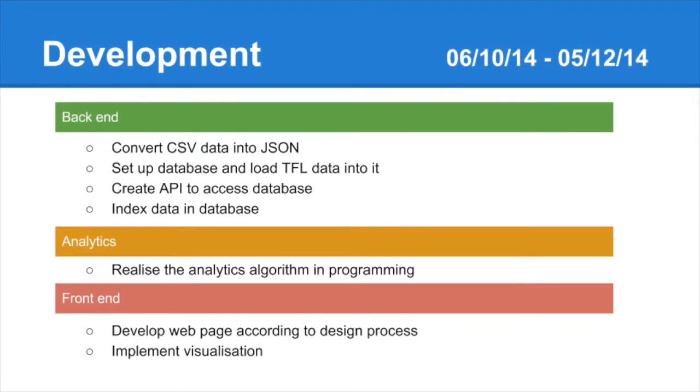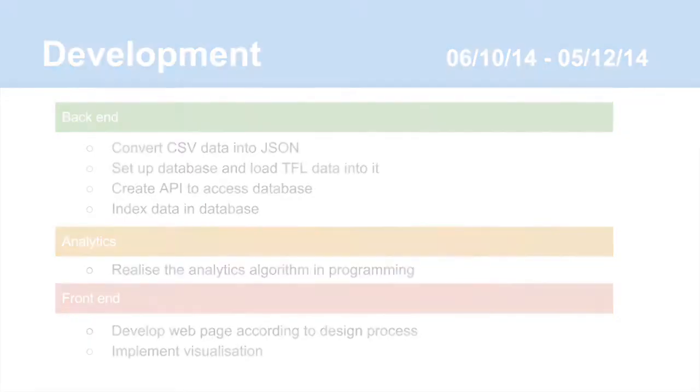Backend development was ahead of schedule. We successfully converted the CSV data to JSON, set up and loaded data into the database, and created an API. However, indexing the historical journey data took longer than planned. The core of the solution relied on programming an analytics algorithm which would be fundamental for our visualization on the website. This was to be completed by the 5th of December.